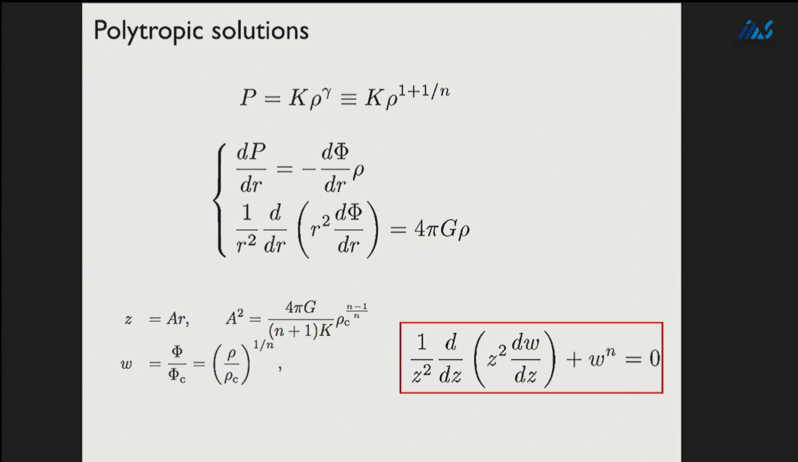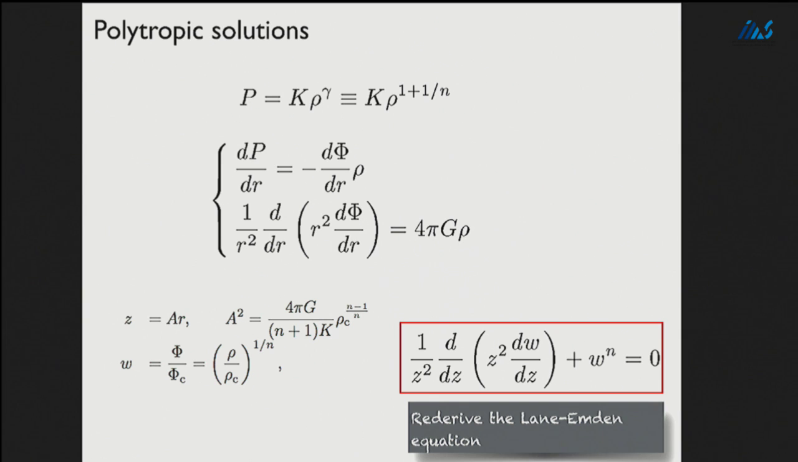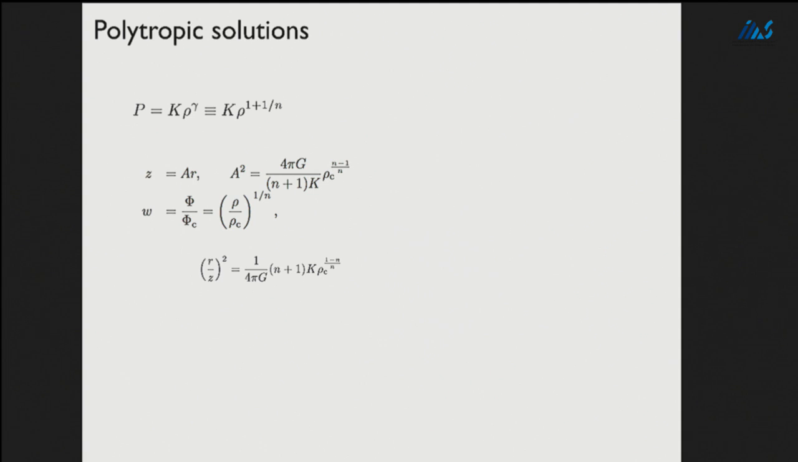So then you can derive that. You can also think of W as the temperature, in stars, it's the case, and it's also related to rho over rho c to the power 1 over n. We will see for giant planets that we get an equation of state that becomes completely independent of temperature when you have a degenerate electron gas. So in that case, this analogy is not valid anymore.